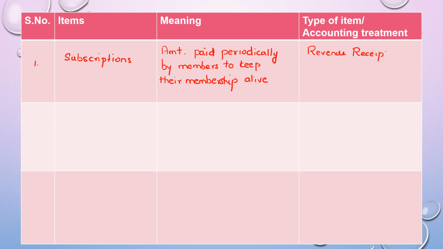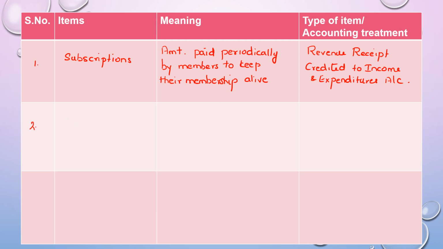It is routine in nature and can be utilized for the purpose of meeting the routine expenditures of the not-for-profit organization. So it is a revenue receipt and it would be credited to the income and expenditure account and utilized to meet the regular expenditures of the NPO. So this is the accounting treatment of subscription.